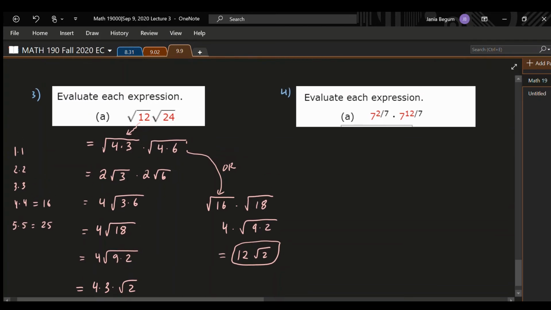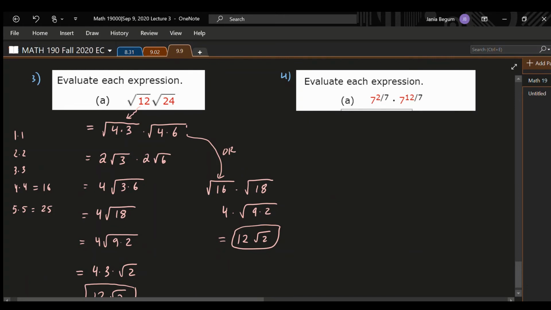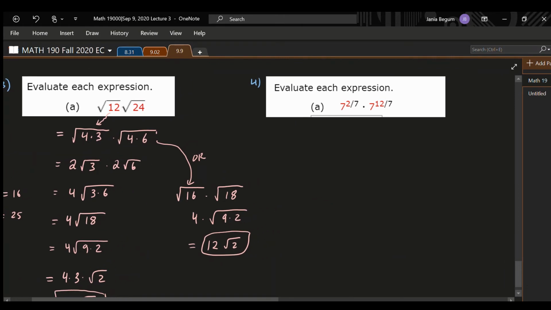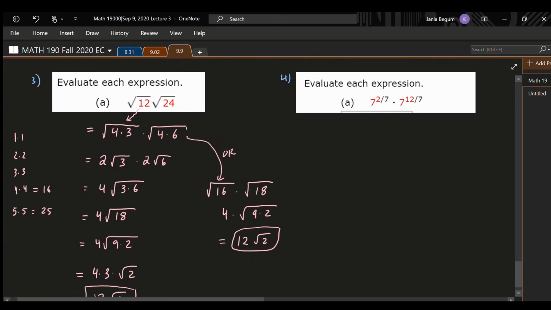Now, what about the next problem? Number 4. What did you guys get as your answer? So here you're simply using laws of exponent. 49, okay. How is it 49? Help us out.